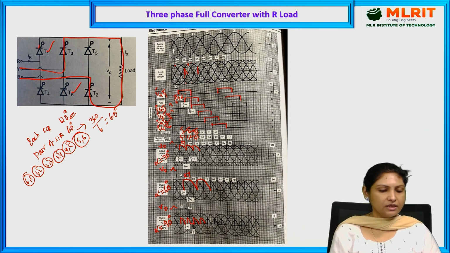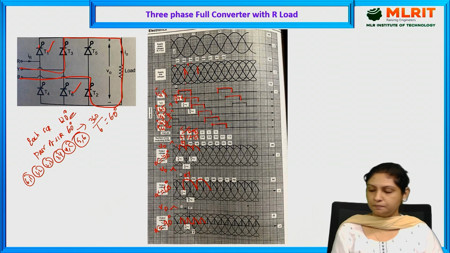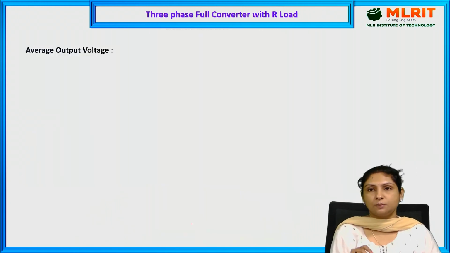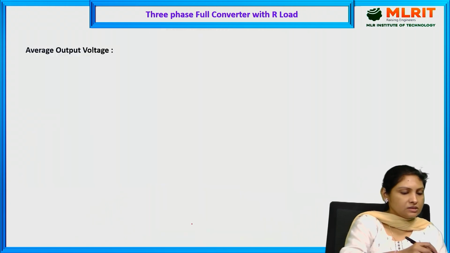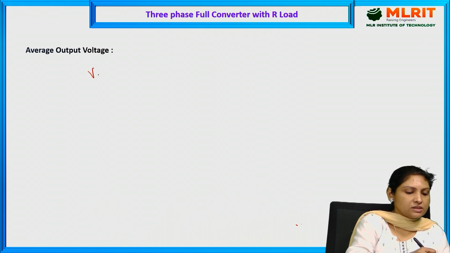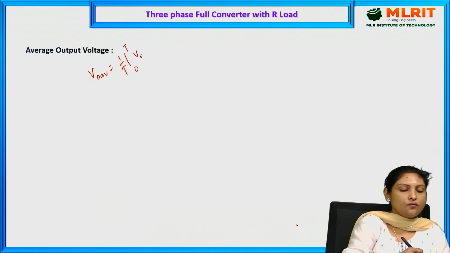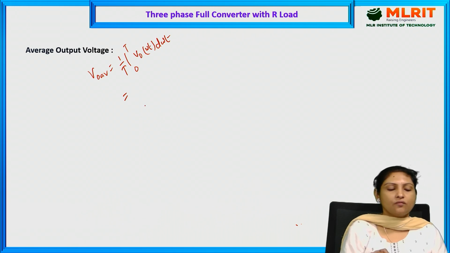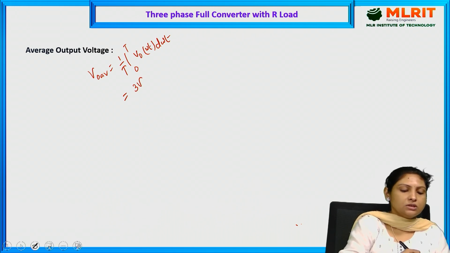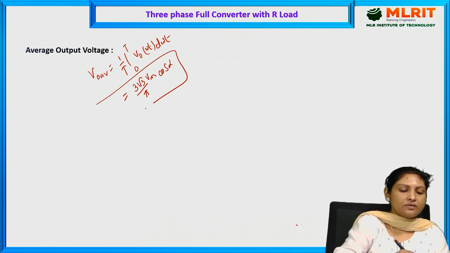This is the complete three-phase full converter. And here is the V0 average expression for the full converter. V0 average is equal to 1 by T, integral from 0 to T of V0 of omega t, d omega t. And here, your output voltage will be 3 root 3 Vm by pi cos alpha. This is the final V0 average expression.